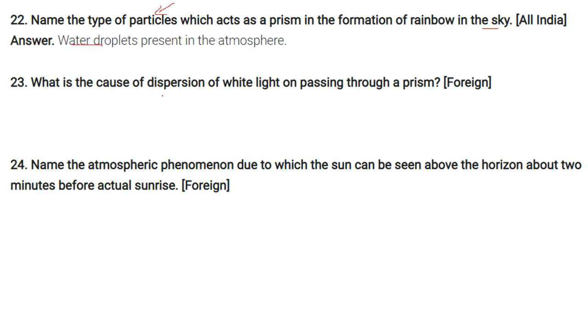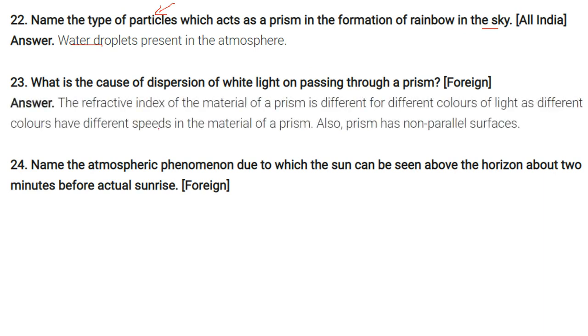What is the cause of dispersion of white light on passing through a prism? This is specifically due to the refractive index of the material of the prism. It is different for different colors of light, because white light contains all the colors, and the different colors have different speeds in the material of the prism. It totally depends on the refractive index. The prism has non-parallel surfaces, which is why we are able to see the dispersion and VIBGYOR comes out.